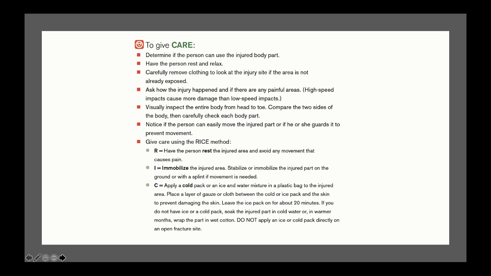Visually inspect the entire body from head to toe. The reason that we do this, right, that head to toe, we've talked about this, we do the patient assessment. The reason that we do this is because if I was to fall and hurt my shoulder, that might be the biggest pain at that moment, but that doesn't rule out the fact that I hit my head or I hurt my spine, something to that effect, okay? We want to see if the person easily moves the injured part, or is it very guarded?